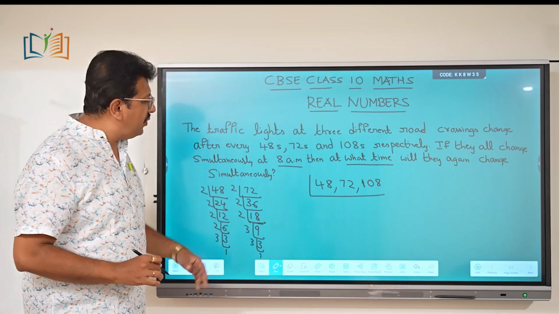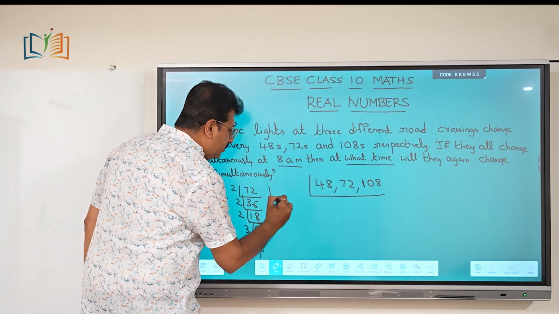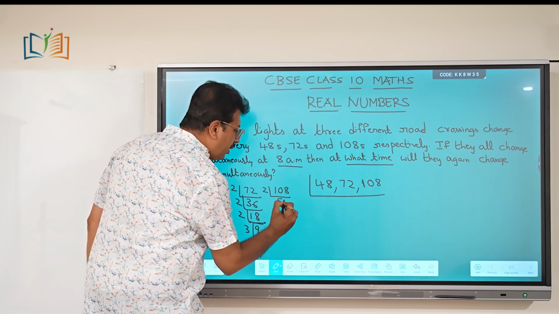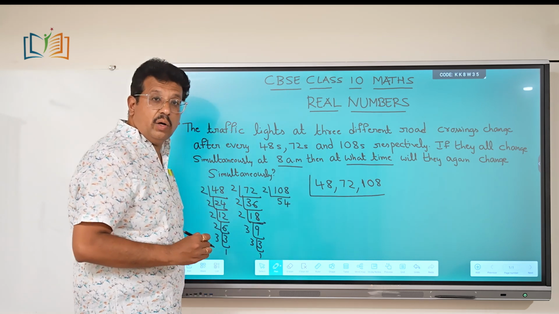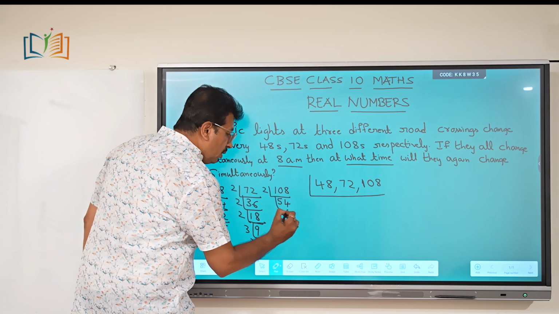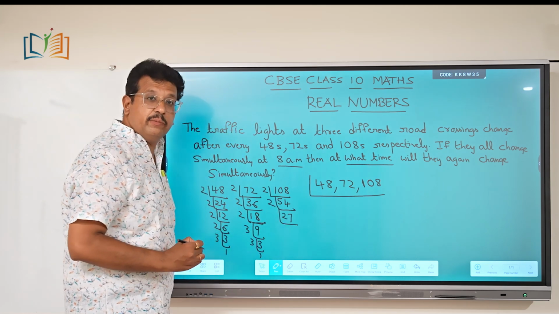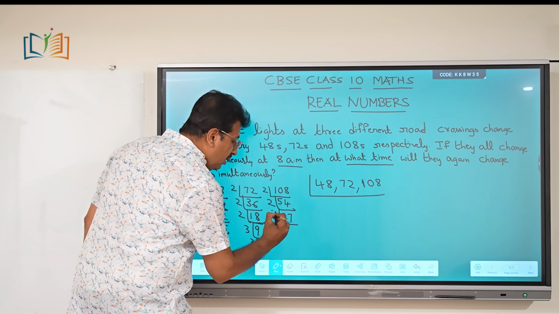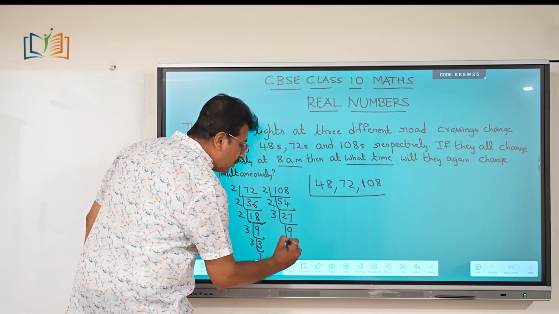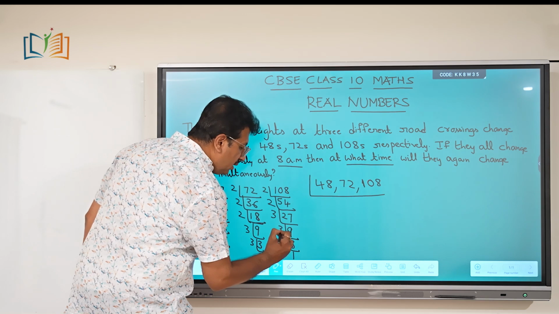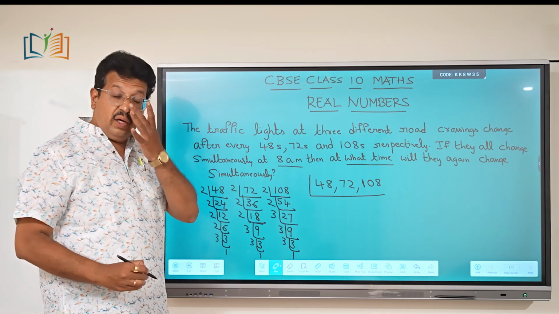So after dividing 72, we can take the next, 108. 2 54s are 108. Next is 54: 2 27s are 54. Next is 27: 3 9s are 27, 3 3s are 9, and 3 1s are 3. So these are the things you should do very fast without mistakes.